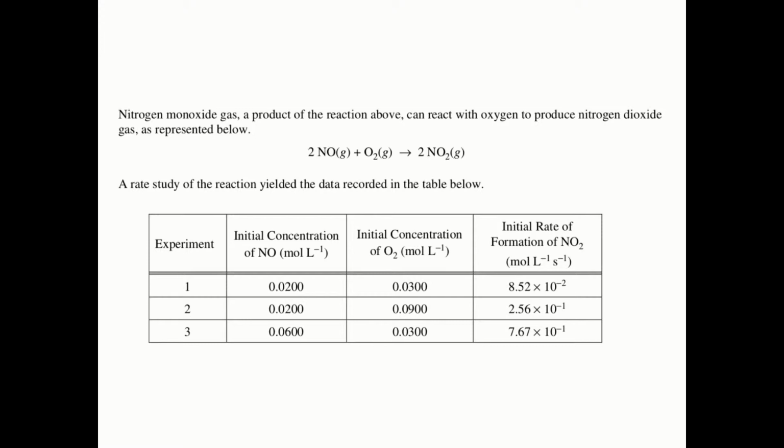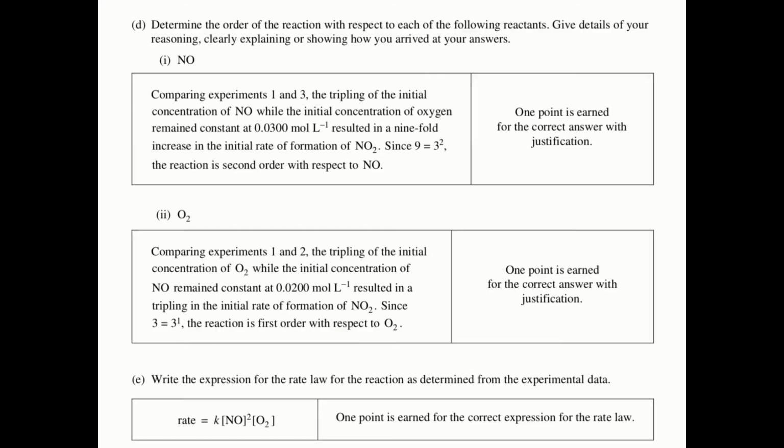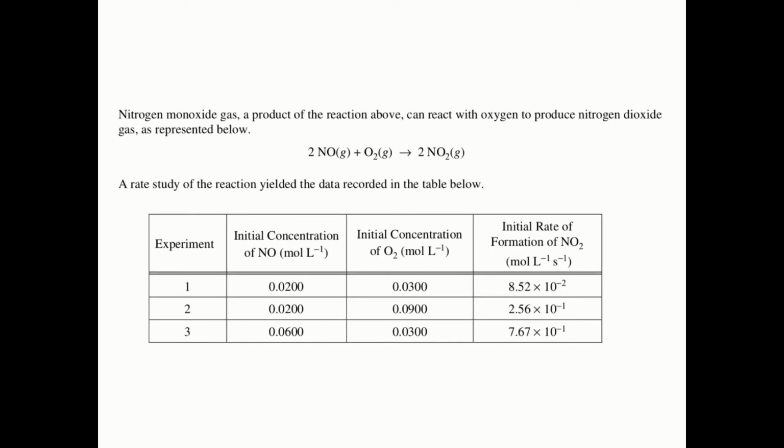So now I'm dealing with a totally different problem, right? It's having me move on from what I was doing before. So here we go. Okay, it asks me in D, determine the order of the reaction with respect to each of the following reactants. So NO versus O2. If you go back, my explanation, for example, for O2 would be between experiment 1 and 2, the concentration of oxygen triples, while the rate also triples, which means that it's going to be first order.